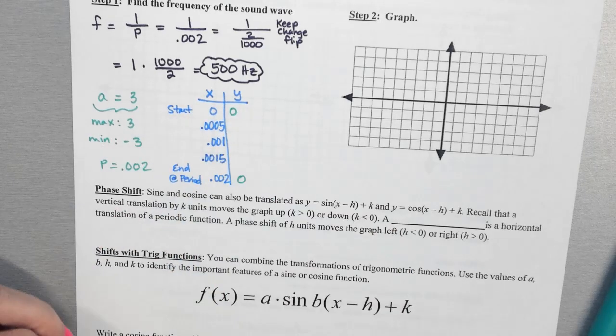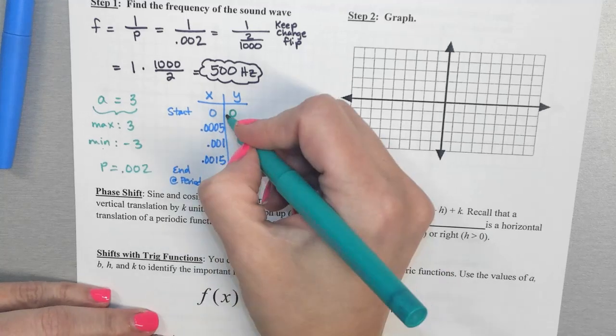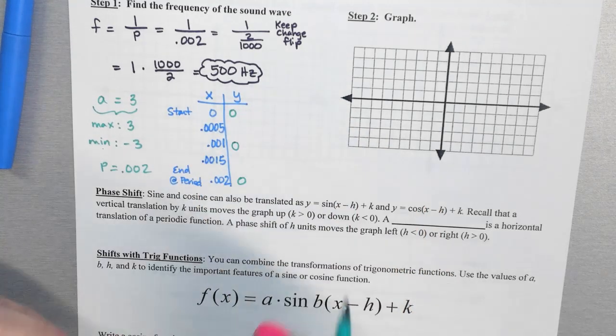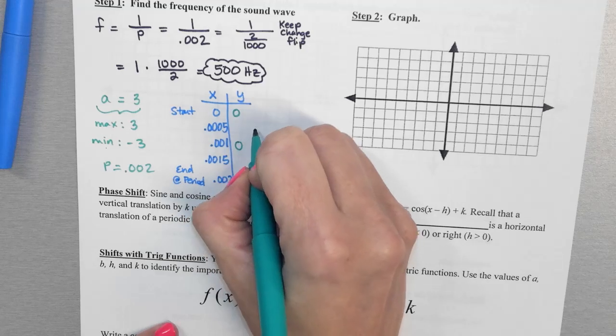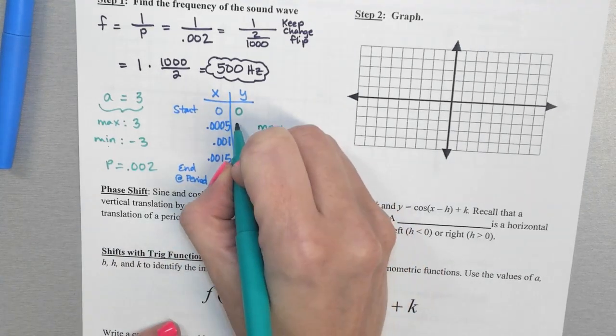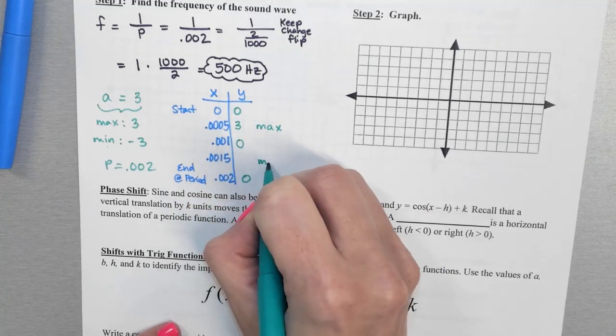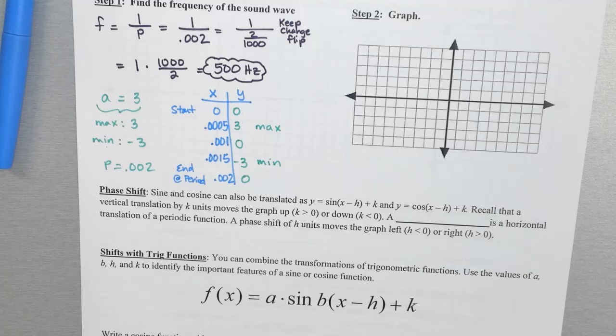0.0015. Great. And then for the sine function, you start at 0, you end at 0. Halfway is 0. And then if there's no reflection, in between the first two intercepts you reach the max, and in this case our max is 3. And then halfway between the next two, you reach your min, which is negative 3.